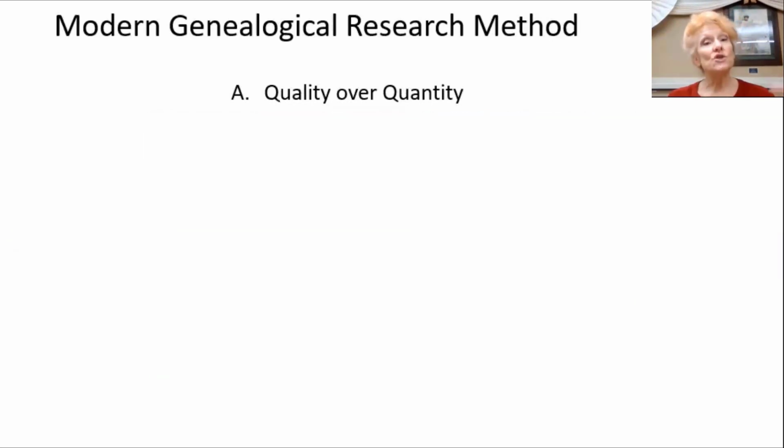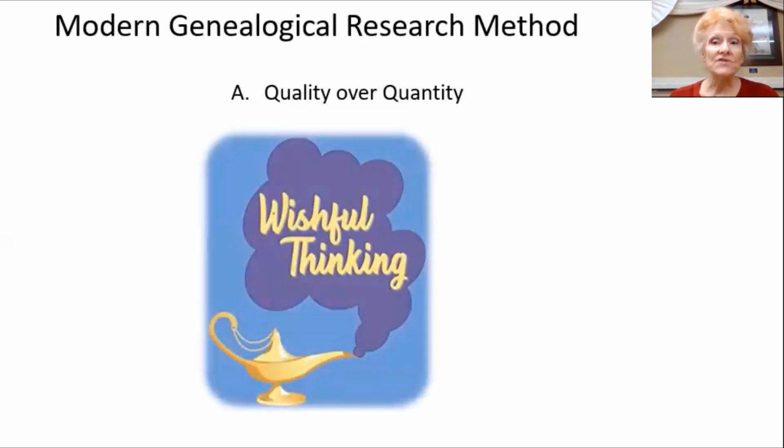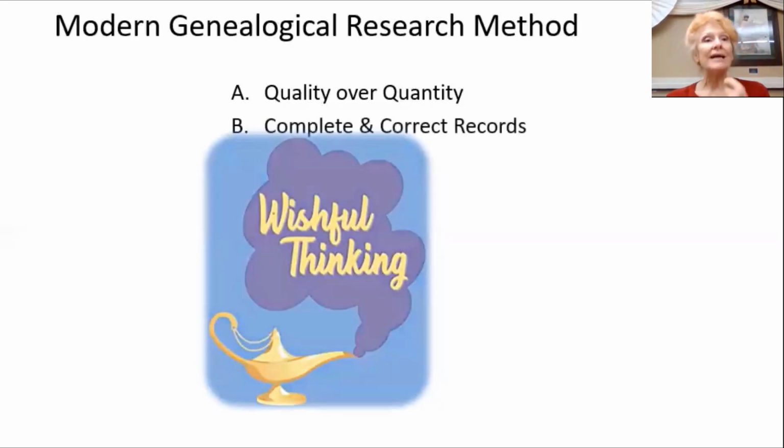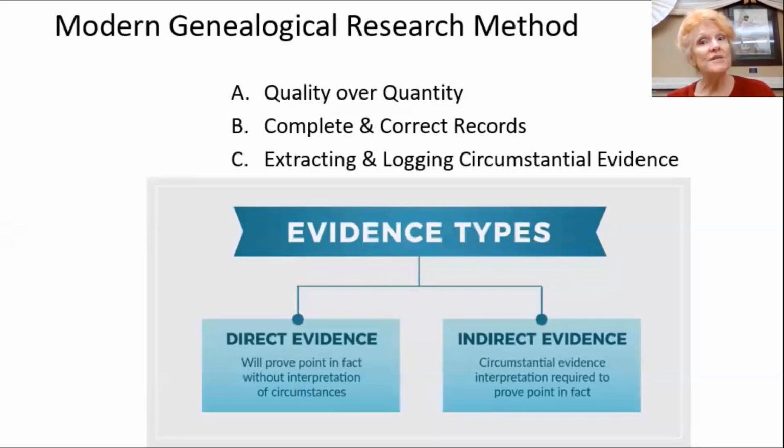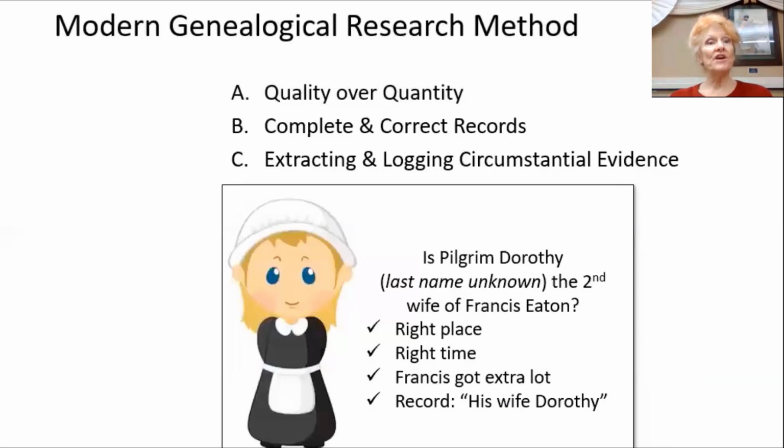How many times was it just wishful thinking that made them relatives instead of using complete and correct records? Do you extract and log circumstantial evidence when you don't have evidence of direct facts? Like a dozen professional researchers did when they were working to identify a pilgrim servant?